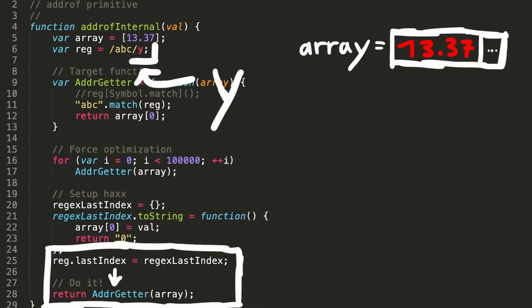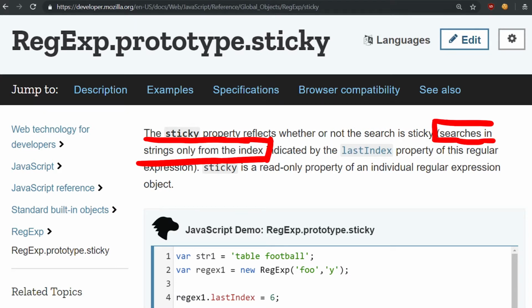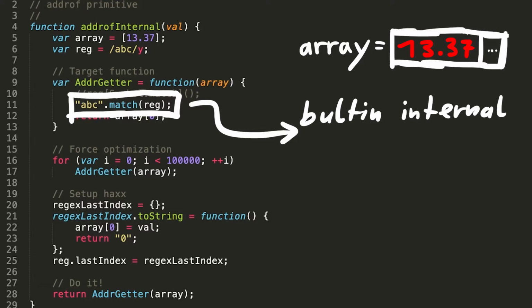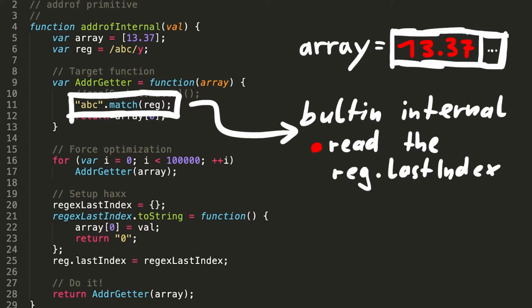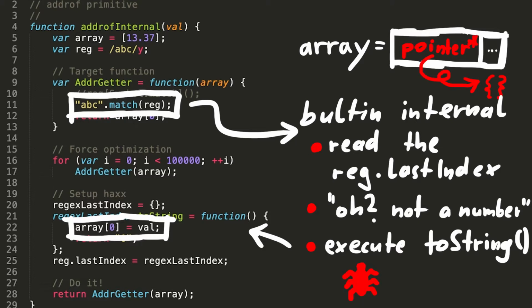And remember the Y for sticky in our regex? The sticky property reflects whether or not the search is sticky, which means it searches in strings only from the index indicated by the lastIndex property of this regular expression. So the internal regex code now has to look at the index property, but it notices, oh, that's not a number, that's an object. So let's try to convert this somehow and let's execute toString on it to see if we can get anything that looks like a number, and this now triggered this assignment. The array now got updated and the first element set to our object val, and the bug happened.